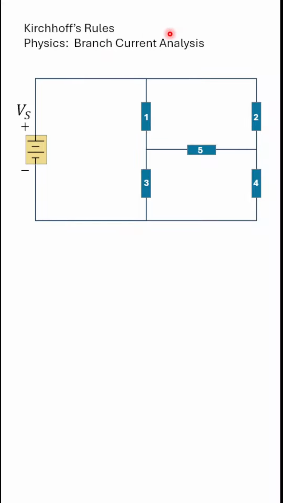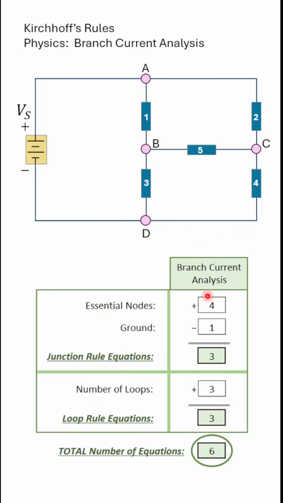Kirchhoff's rules, physics, branch current analysis, a constant voltage source, V source, 5 resistors. Identify junctions, give them labels, and realize that for Kirchhoff's rules, there's both the junction rule and the loop rule.